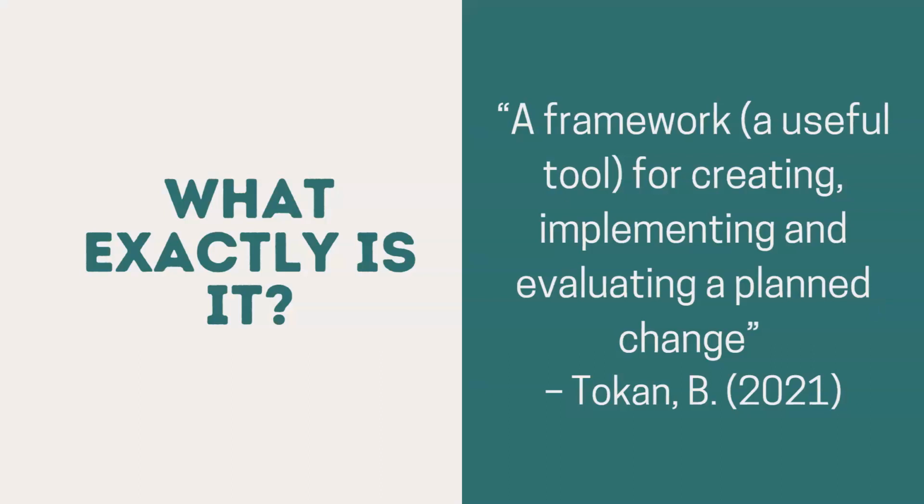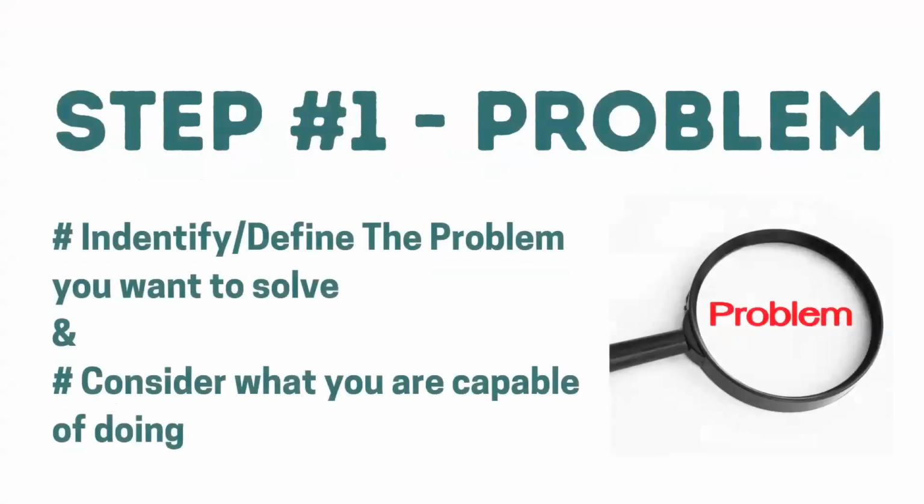Like I said, we're going to now look at what each of us needs to do if you're planning a theory of change. I'm going to give you 7 steps. So here is step 1. The first step is to identify and define the problem you want to solve.